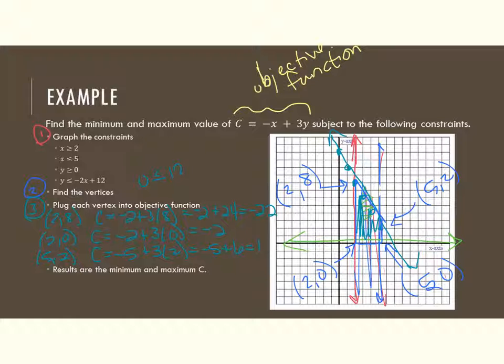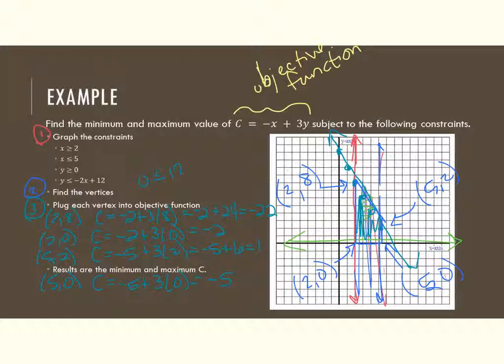And I'm going to go down to this underneath here, 5, 0. Doesn't matter the order you do these. -5 plus 3 times 0, I mean -5. Okay, so that's step 3. Step 4, results are the minimum, maximum C.